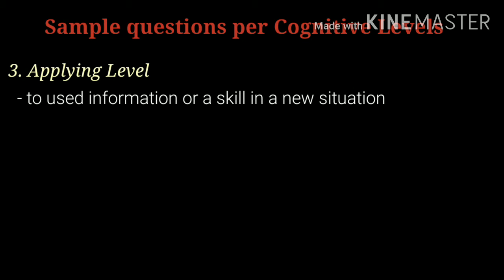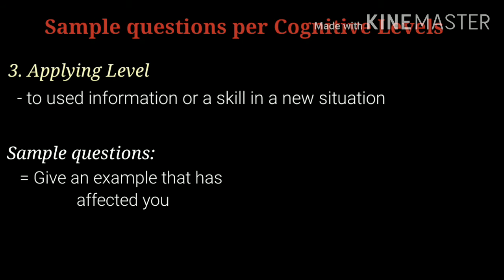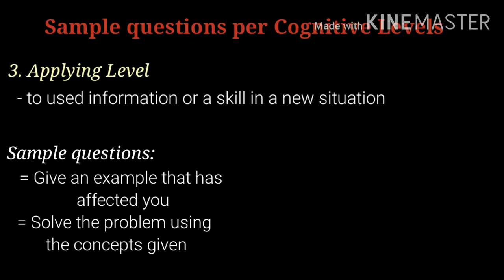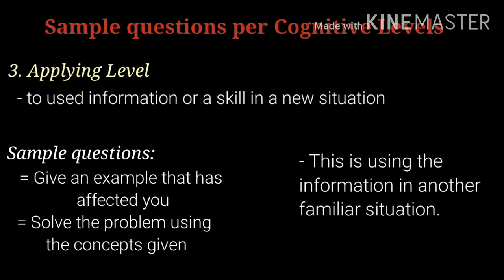So next is the applying level. This is defined to use information or a skill in a new situation. So sample question: give an example that has affected you. Number two, solve the problem using the concept given. This type of level belongs to the cognitive level because this is using the information in another familiar situation.